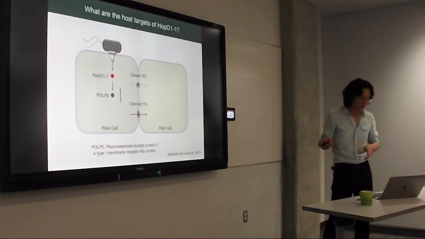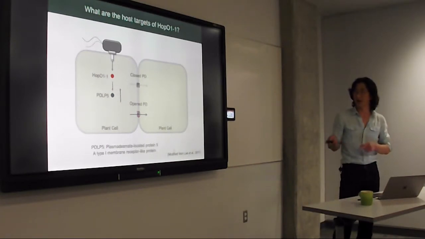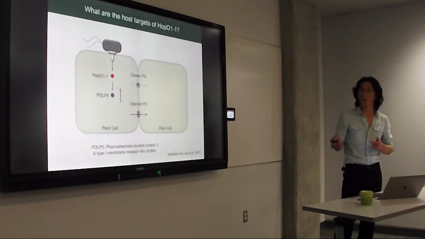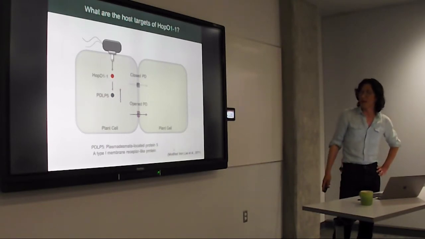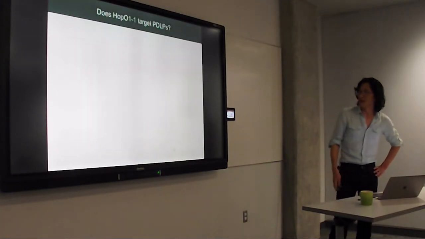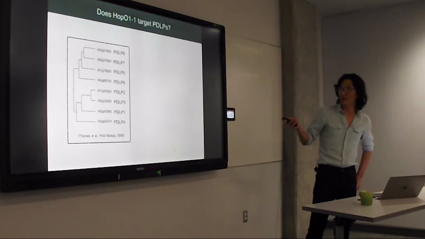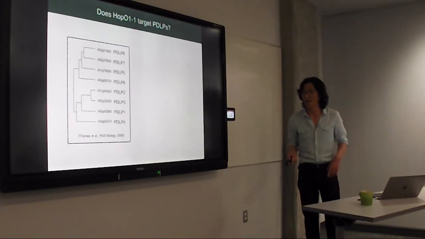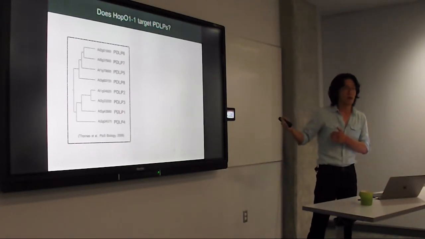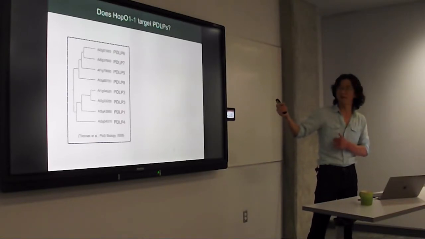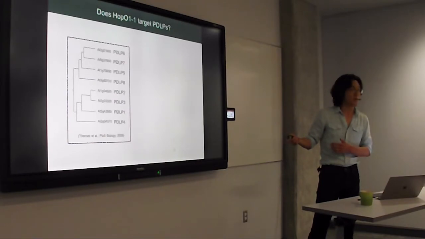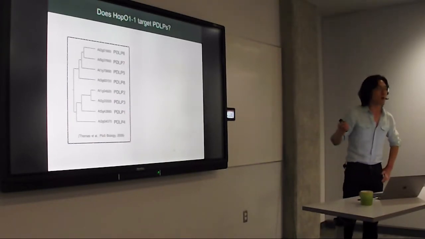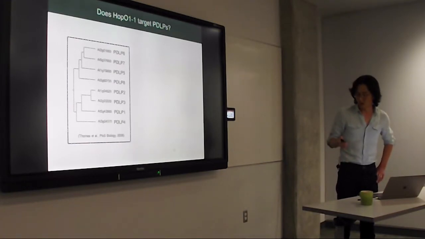aperture. So to test whether PDLP5 is the target of HPV1, I started by looking at the protein-protein interaction between HPV1 and PDLP proteins. PDLP5 belongs to a family of 8 members, PDLP1 to 8, so instead of only looking at PDLP5, I was also interested in the other PDLP members. Several of these members have been shown to be involved in plant immunity. As I mentioned, PDLP5 was identified to be involved in bacterial immunity, and PDLP1, 2, and 3 have been shown to be involved in viral immunity and fungal immunity as well. So it looks like these different PDLP members have specific roles in defense against different microorganisms.